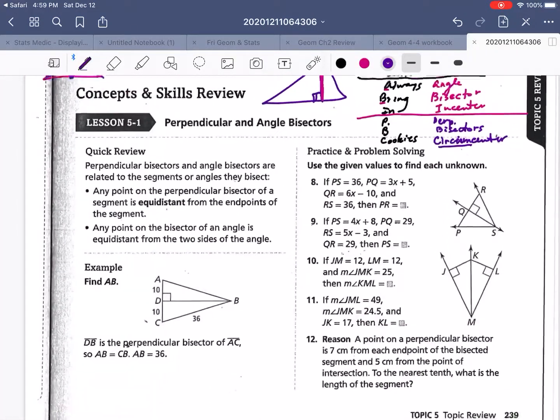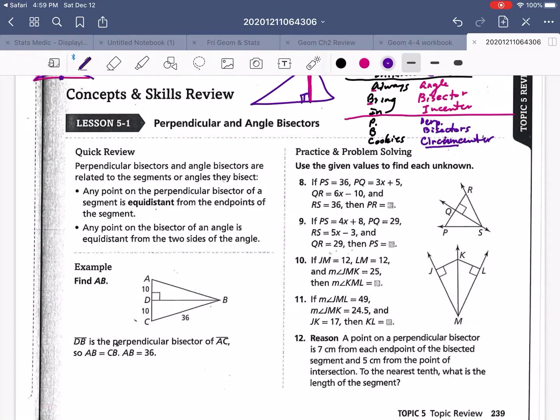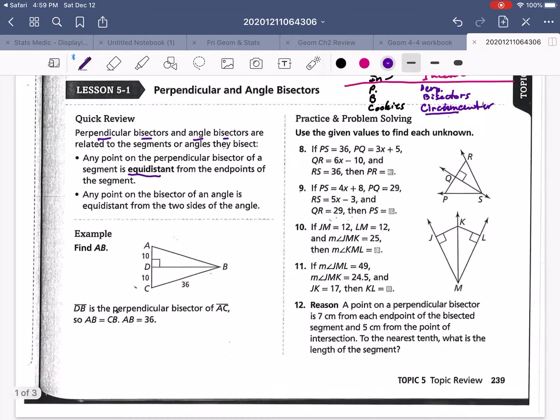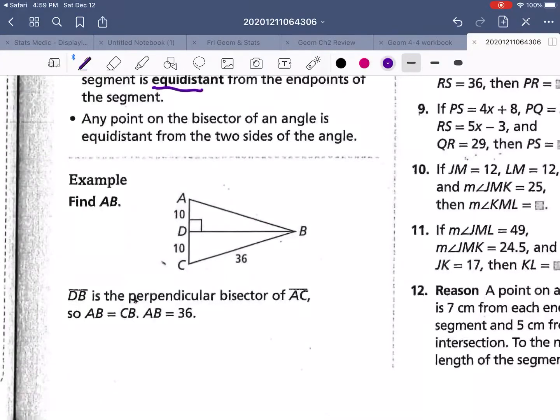Now let's take a look at 5.1. It says perpendicular bisectors and angle bisectors are related. Any point on the perpendicular bisector is equidistant, because when we cut something in half, we cut it into two equal pieces. The perpendicular bisector is this line right here. It cut this line in half, so this is 10 and this is 10, because 10 is equal to 10. This whole line, 20, was cut into two equal pieces.